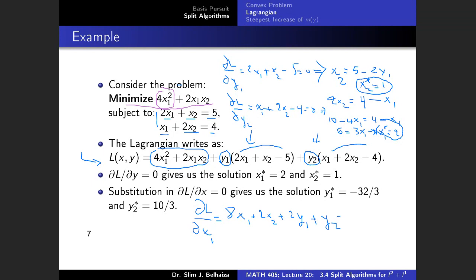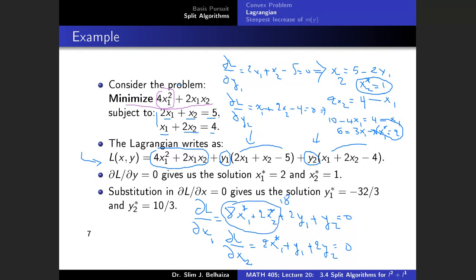So basically now this needs to be equal to 0, and you have a linear system because of the substitution. You plug in the x stars here, and similarly, the derivative with respect to x2 will give you 2x1 plus y1 plus 2y2. So if you plug in the x stars, you get the solution. Now I'll let you verify it. If you check here, this item is going to be 8 times 2 plus 2, which is how much? It's 18.